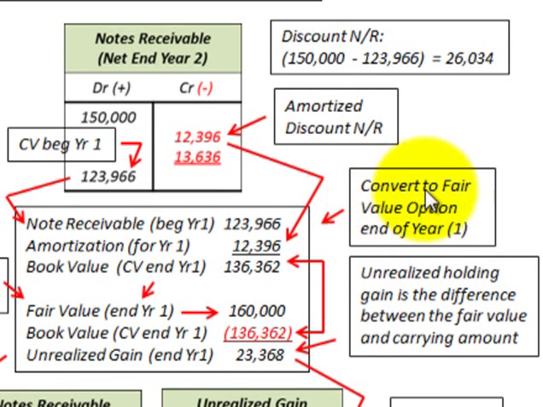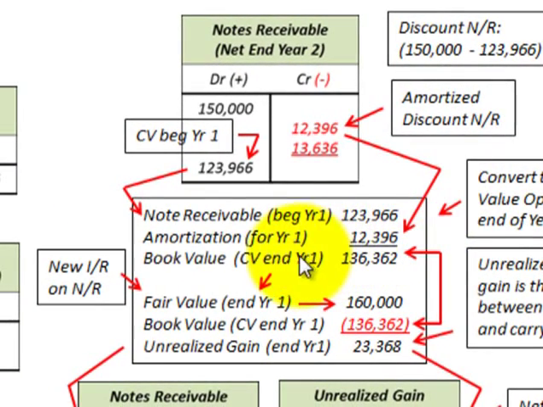So for example here, we're going to convert to the fair value option on this notes receivable based on the end of year 1. So what we have to do is determine our book value or carrying value at the end of year 1, and then determine what the fair value on this note is at the end of year 1. And the fair value on this note, we're going to use $160,000, and that would be based on some new interest rate on this notes receivable. So let's determine what our book value or carrying value is at the end of year 1.